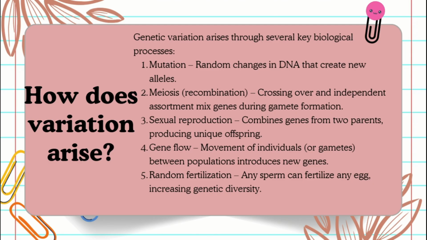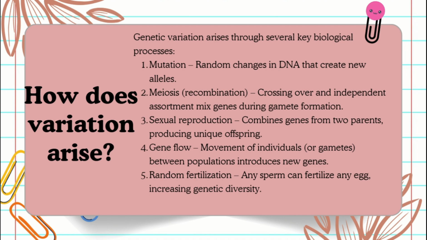Then we said sexual reproduction combines genes from two parents, giving unique offspring, and sexual reproduction and meiosis both go together, if that makes sense, because they are intertwined essentially. Meiosis can only happen if sexual reproduction is happening, basically.